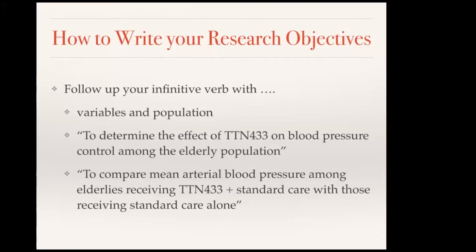So in this particular research objective, it's very clear what you want to do, which is to determine or to compare what you're going to measure, which is blood pressure control or mean arterial blood pressure monitoring. It's specific on the population, which is the elderly, very measurable because of the blood pressure. And then it's very time bound because you're going to see whether you have good control or not. So that's how you write your research objective.